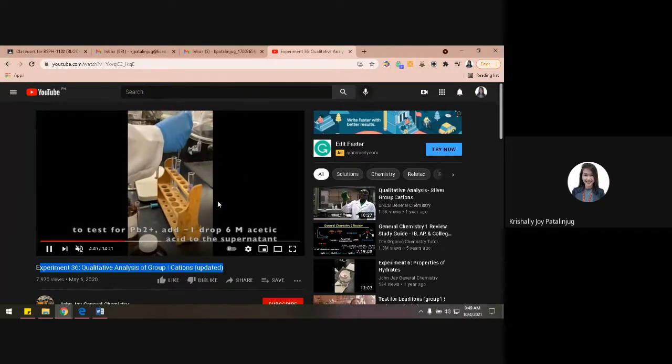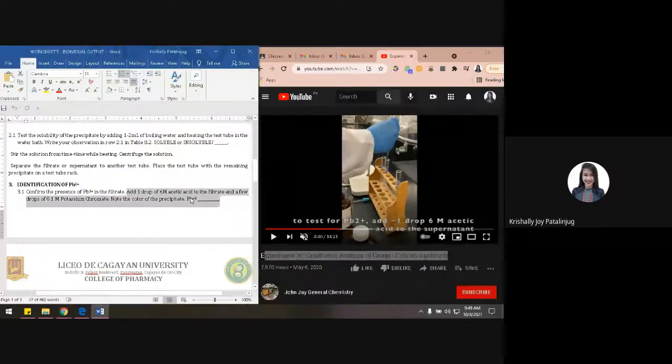Dito na identification of lead. The confirmatory test for lead ion. Ayan. So to confirm, we simply add acetic acid. 6M means 6 molar. The molarity, that is just a concentration. Okay? So added with acetic acid to the filtrate and a few drops of potassium chromate. So ibig sabihin, you have the main precipitating agent or confirmatory agent, potassium chromate, at an acidic environment.